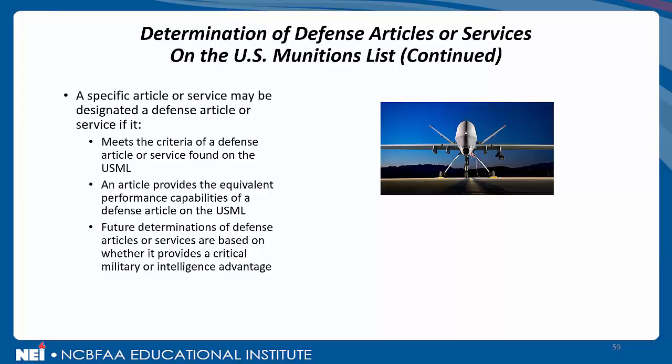And in our third sub-bullet point, future determinations of defense articles or services are based on whether it provides a critical military or intelligence advantage. And of course, the government is going to make that distinction. But if an article or a service provides a critical military advantage or an intelligence gathering advantage, it's very likely that that article or service will be subject to the ITAR because it will be found somewhere in the USML.